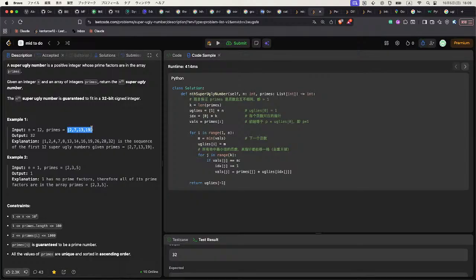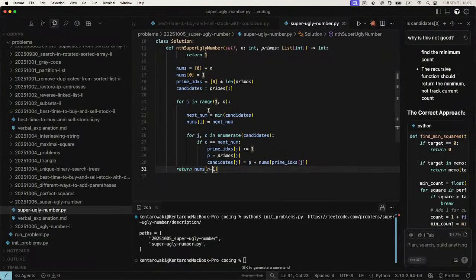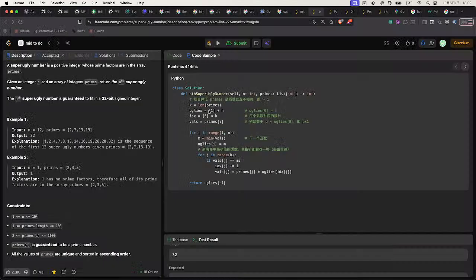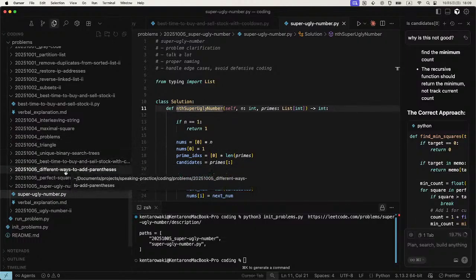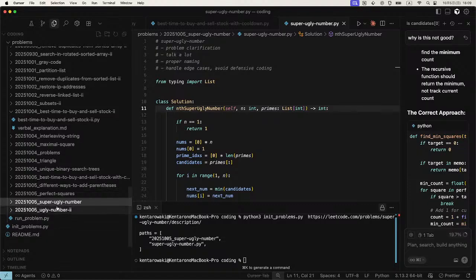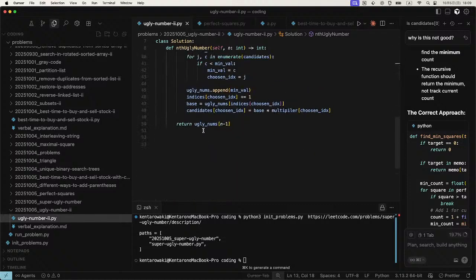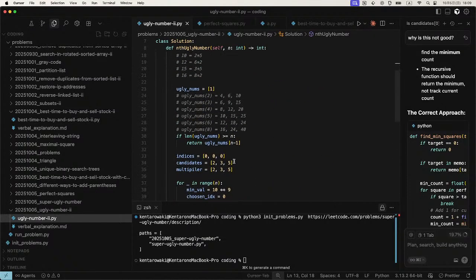So we can have the minimum candidates for each prime. Okay, that's it. Yeah, but this problem is very similar to problems I solved today. It's a super ugly number, but yeah, this is it.